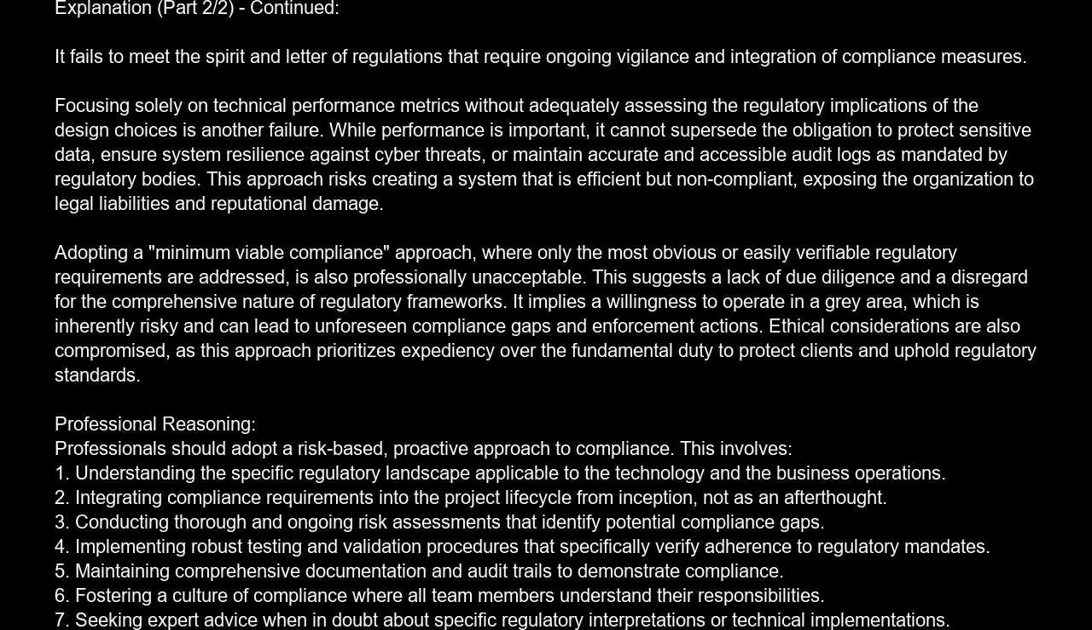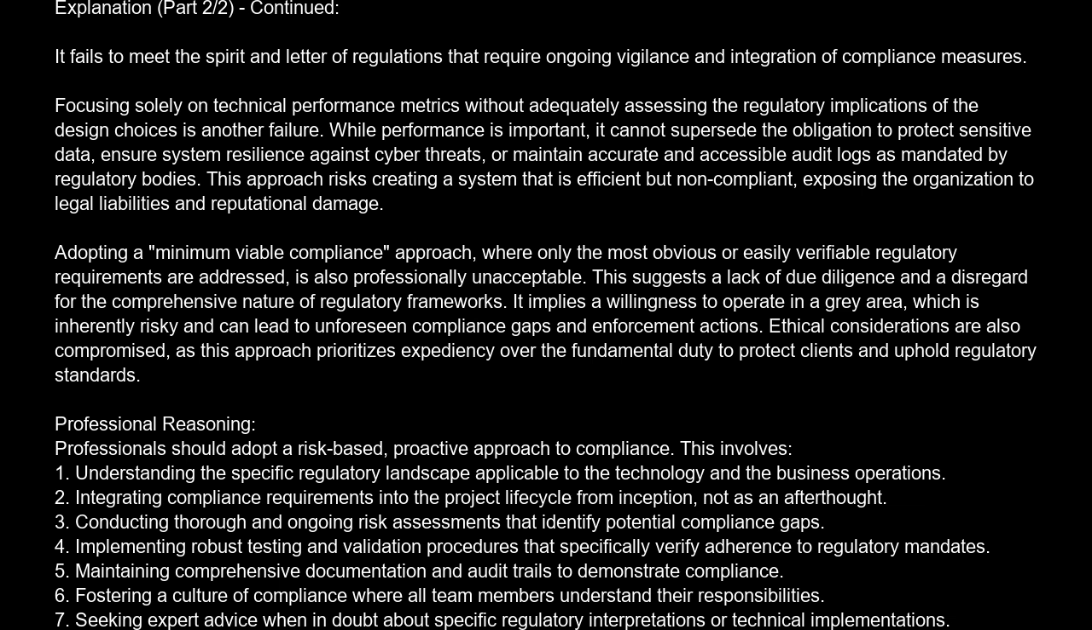Focusing solely on technical performance metrics without adequately assessing the regulatory implications of the design choices is another failure. While performance is important, it cannot supersede the obligation to protect sensitive data, ensure system resilience against cyber threats, or maintain accurate and accessible audit logs as mandated by regulatory bodies. This approach risks creating a system that is efficient but non-compliant, exposing the organization to legal liabilities and reputational damage.